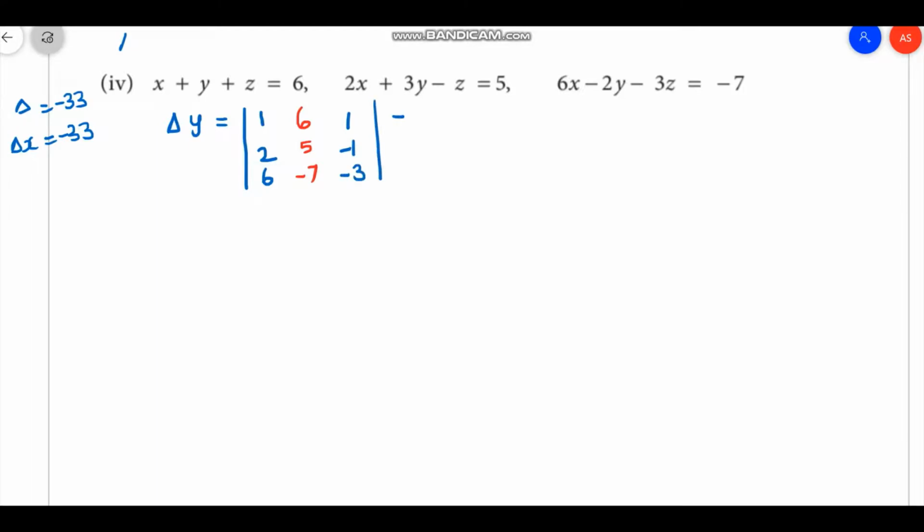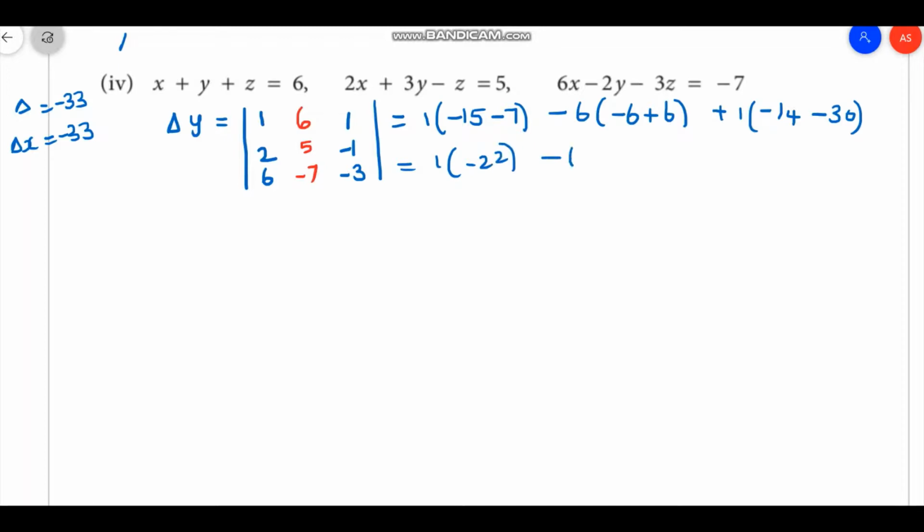Let me expand. Expansion gives me 1 into minus 15 minus 7, minus 6 into minus 6 plus 6, and plus 1 into 2 minus 14 and minus 30. So which is 1 into minus 22, minus 6 into 0, plus 1 into minus 44. So which is equal to minus 22 and minus 44, which gives us minus 66.